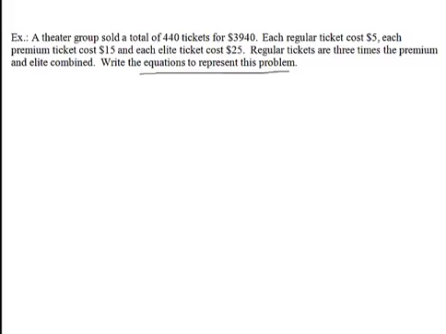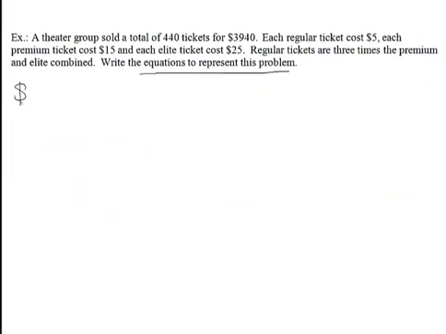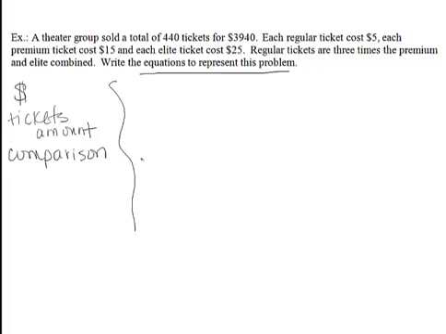So usually in problems like this, not all the time, but usually we're going to deal with one problem dealing with all money, and the next one dealing with all tickets, and the number of tickets or the amount of tickets. And then the third one is going to be our comparison. Okay, so let's talk about money. Okay, how much money total?